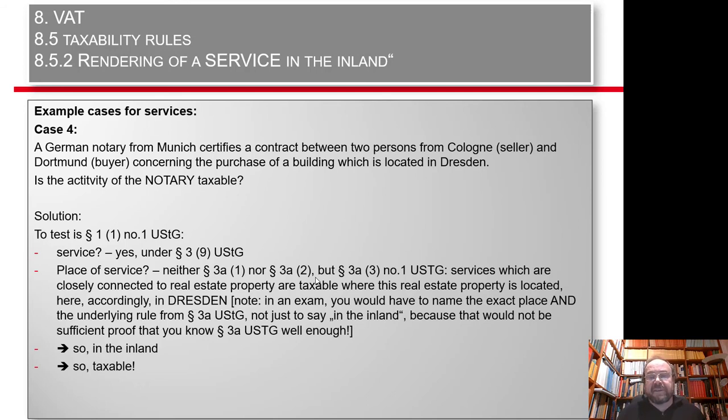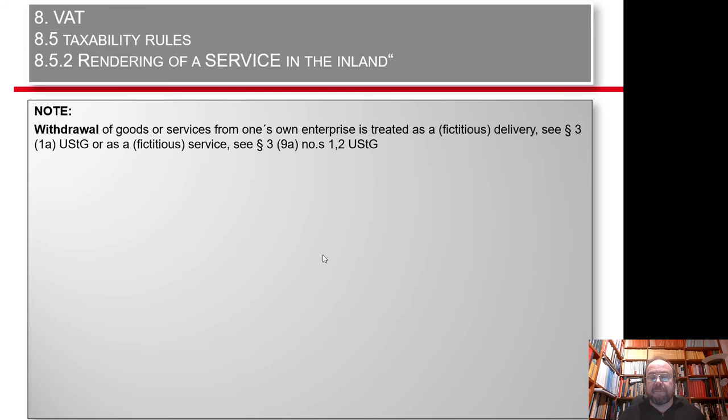All the three cities here named are in the inland, so it will be in the inland. That is a trick or a try to escape application of your knowledge, which nobody will tolerate. So examiners will always demand an answer to the point. So Dresden, and so that's in the inland. See 1, 2, sentence 1. So it's taxable. Good.